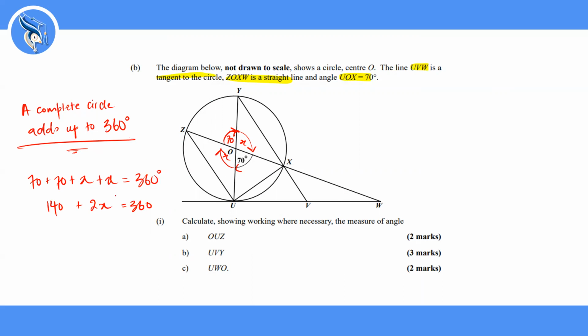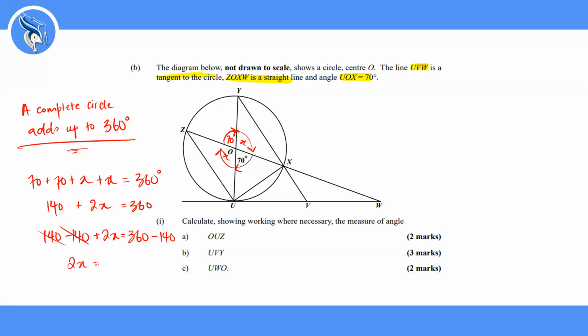All right, let me remind you of the first step. This is 140. We need to get rid of this to unblock this 2. So since you're adding 140 on this side, or it's positive 140, to get it to the other side, you have to subtract 140 on both sides. So 140 minus 140 plus 2X is equal to 360 minus 140, right?